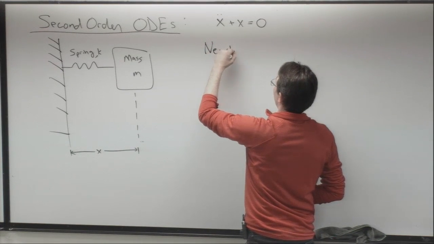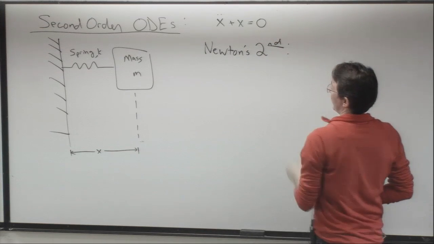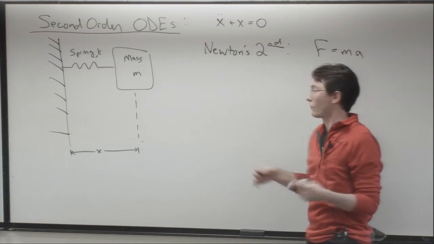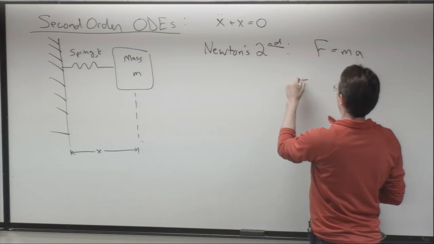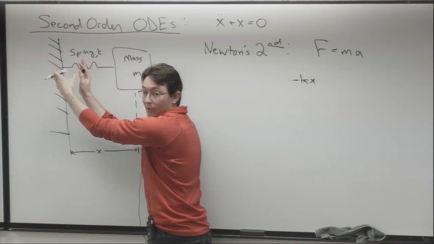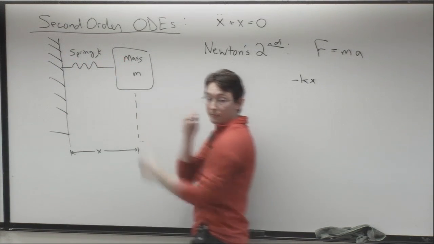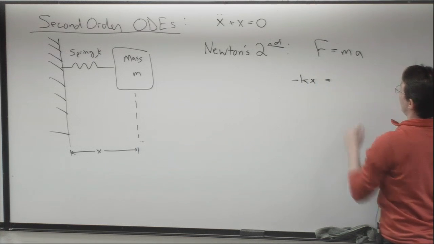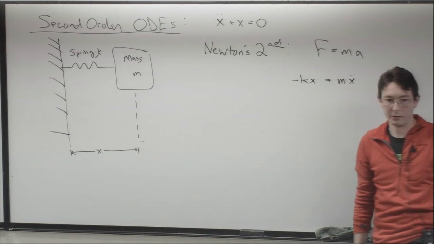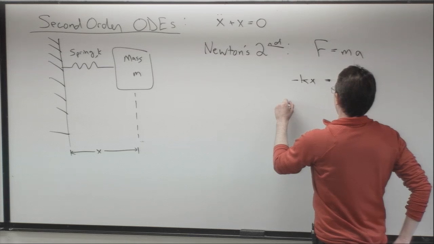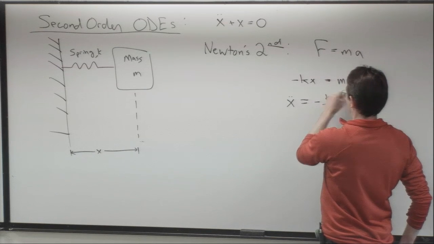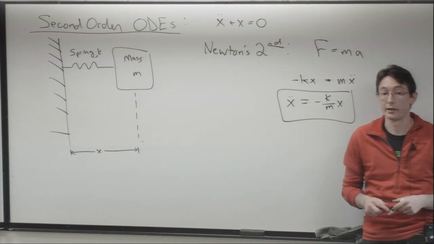So Newton's second says F equals ma. Okay, so what's the force on this mass? Okay, something like k, is it minus kx? Yeah, let's say minus kx. So it pulls it back if x is positive, and if x is negative, it also pulls it back. Okay, so minus k times x equals mass times x double dot, right? Acceleration is just the second derivative of position with respect to time. And so we get our equation x double dot equals minus k over m x. Okay, this is our second order harmonic oscillator.